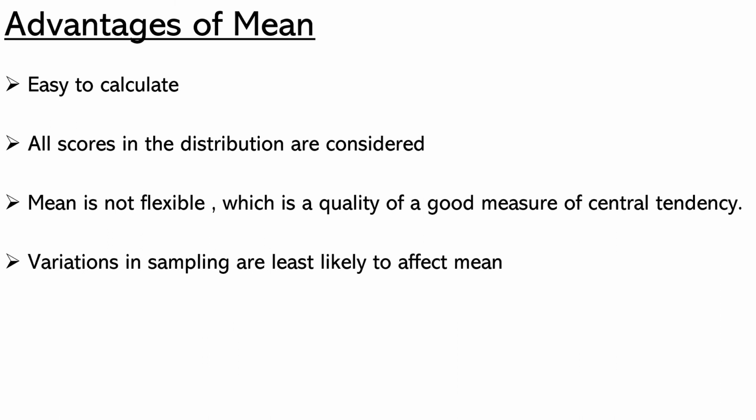Now this mean is not flexible, it is very rigid. That is a good quality for a measure of central tendency, because like I said, there will not be much variation. You will get constant or consistent values. Next, variations in sampling are least likely to affect mean. Even if sampling variations are there, they are least likely to affect it. Why? Because we are taking the whole value, summation x by N. That means we are not leaving out any scores.